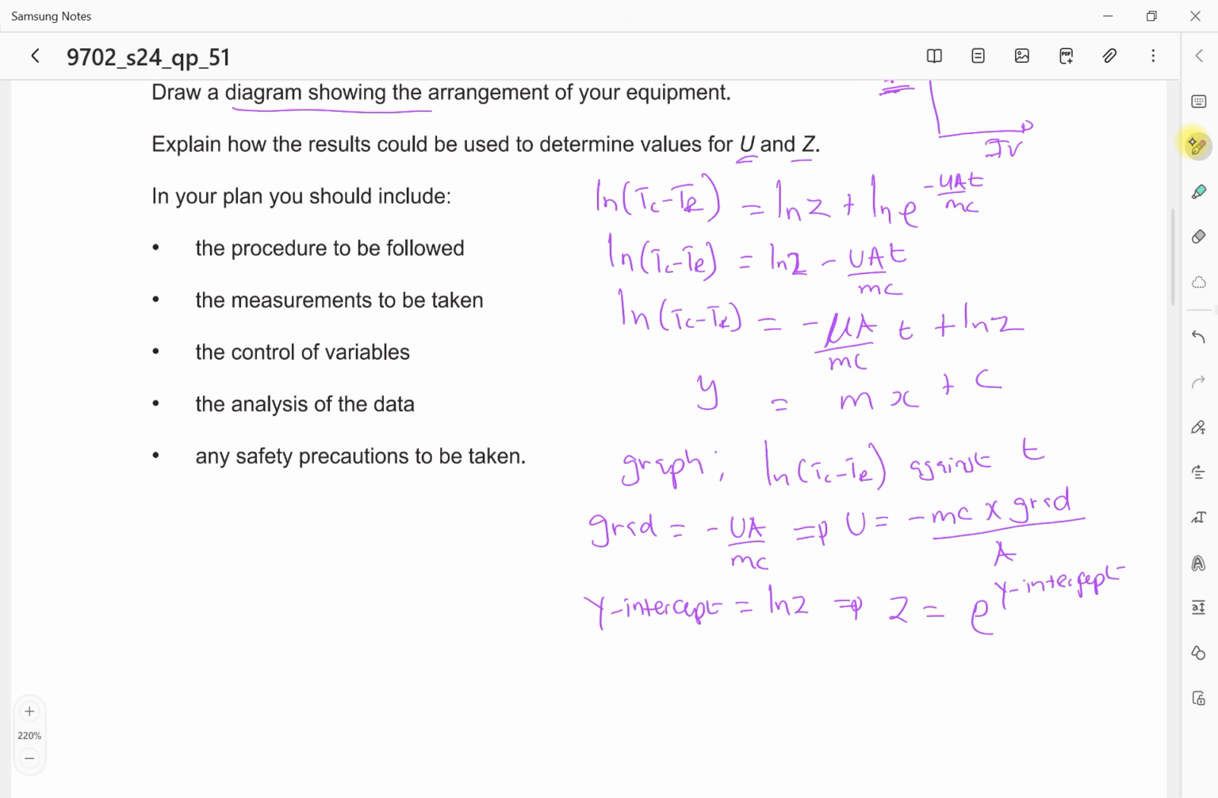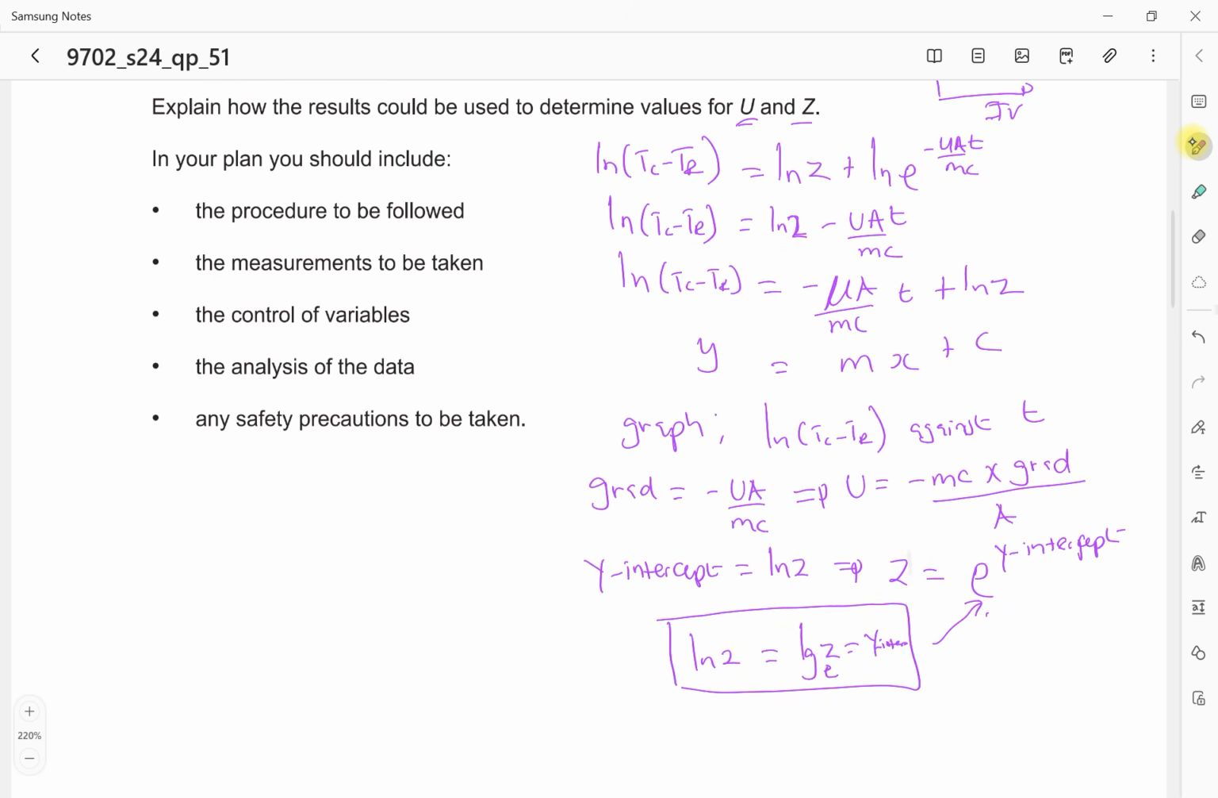For those who are not doing mathematics, I want you to recall that ln of Z is the same as log of Z to base e. So we get the antilog. So this is equal to the y-intercept. So when I get the antilog, it becomes e to the power of the y-intercept. That's why it is like that.